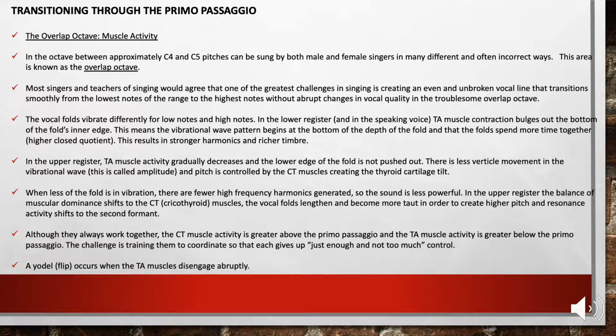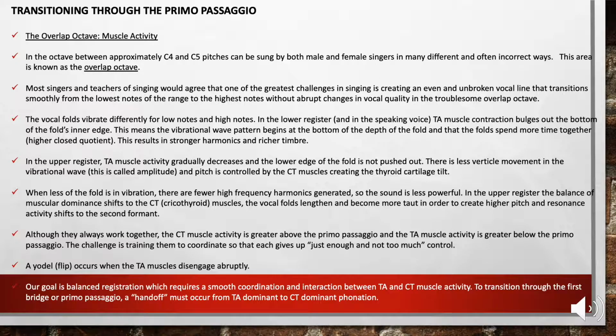A yodel or flip occurs when the TA muscles disengage abruptly. Our goal is balanced registration, which requires a smooth coordination and interaction between TA and CT muscle activity. To transition through the first bridge or primo passaggio, a handoff must occur from TA dominant to CT dominant phonation.